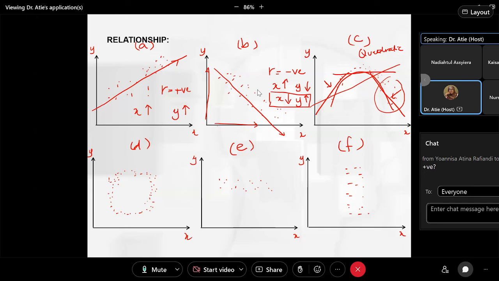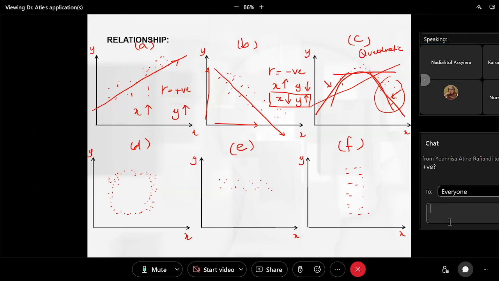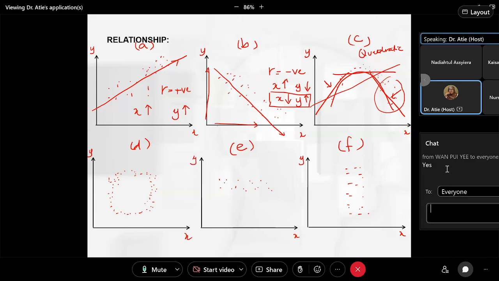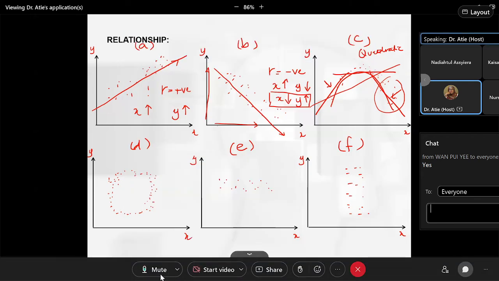Okay, what do you think? Is there any relationship between X and Y? I think they have a relationship between X and Y. Sorry, can I hear you clearly? Yes or no? Yes. Your line is not that good. Just answer me yes or no. Yes, doctor. Okay, can I hear you, Puyi? Yes, okay, all right.